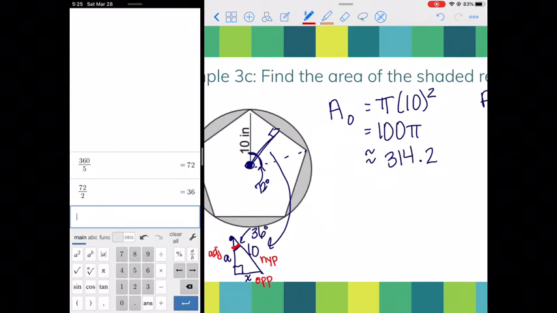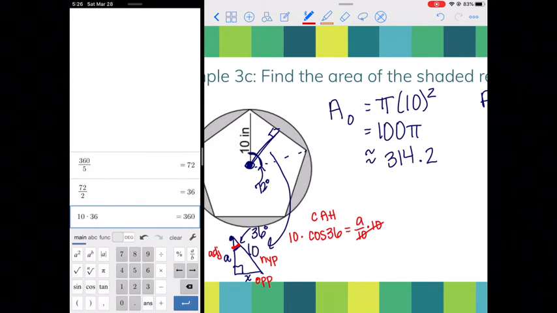So if I want to solve for A, that's the adjacent side, and the number I know is the hypotenuse. So adjacent and hypotenuse tells me I need to use cosine. So the cosine of 36 is going to equal A over 10. To solve this, I need to get rid of this dividing by 10, so I'm going to multiply by 10 on both sides. And that leaves me with A, but over on the other side, I need to do 10 times the cosine of 36.